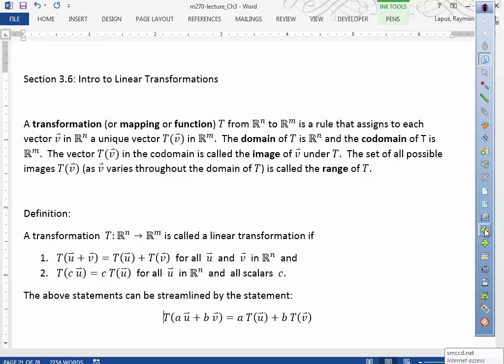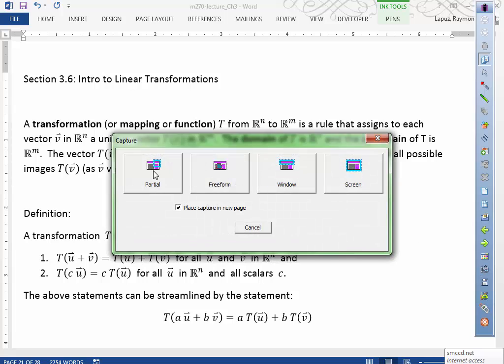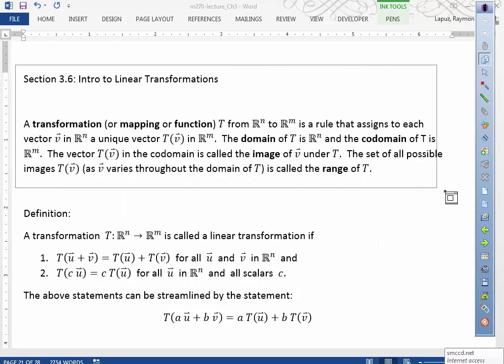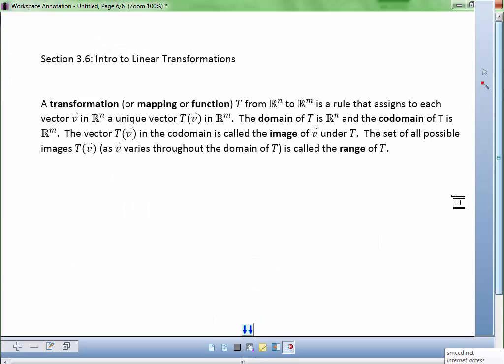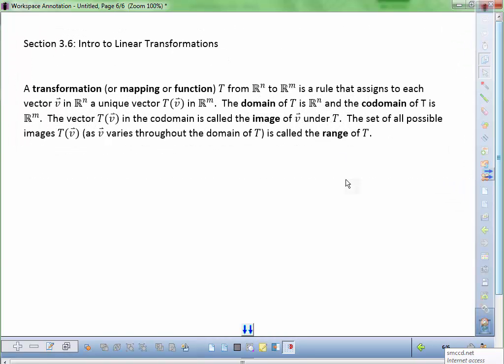So what we're going to be doing is a transformation of vectors. We're going to take a vector, we're going to pass it through a transformation machine, and we're going to get an output. And what we're going to try to do is describe this transformation with, instead of functions, if it's a linear transformation, we're going to be able to describe it with matrices.